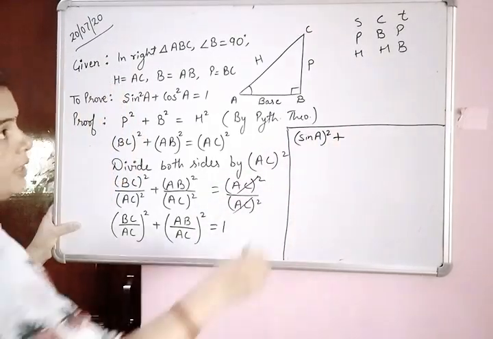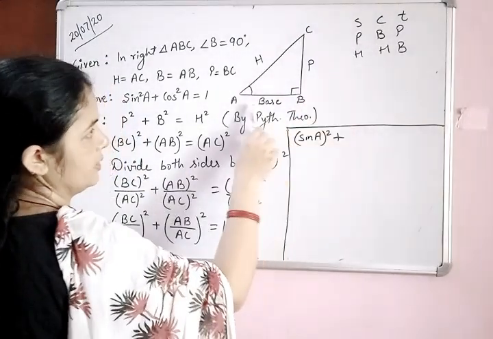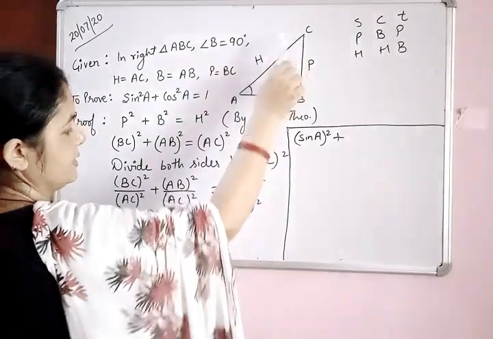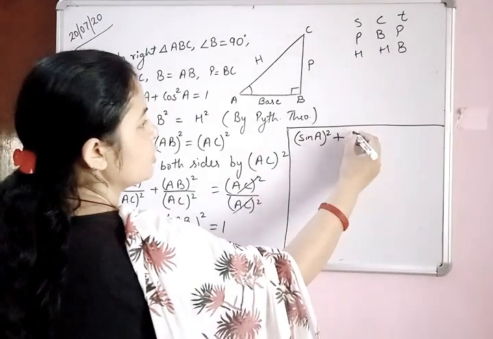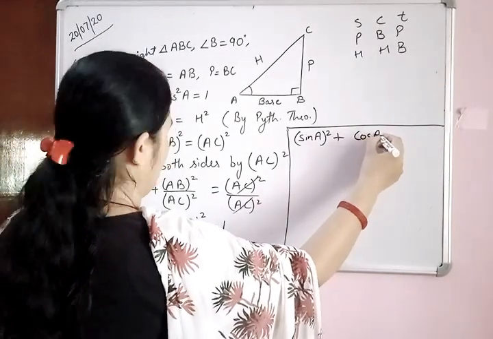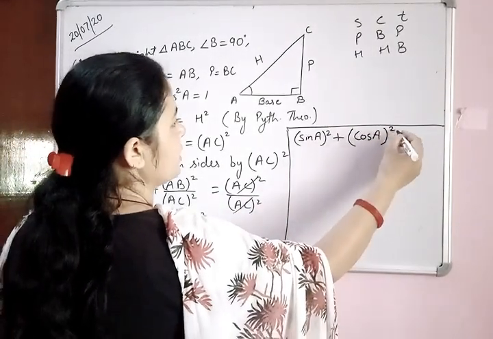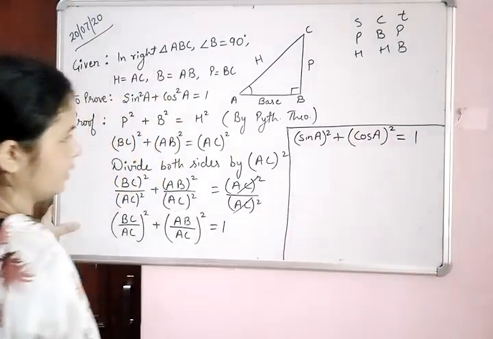Then cos A is equal to B upon H. B is AB, H is AC. So, in place of AB upon AC, I can write cos A. So, in place of AB upon AC whole square, I can write cos A whole square. And it is equal to 1.